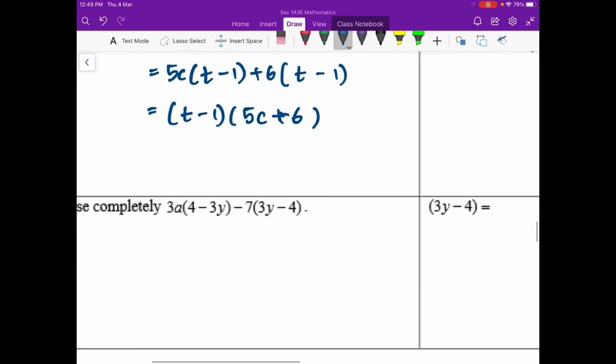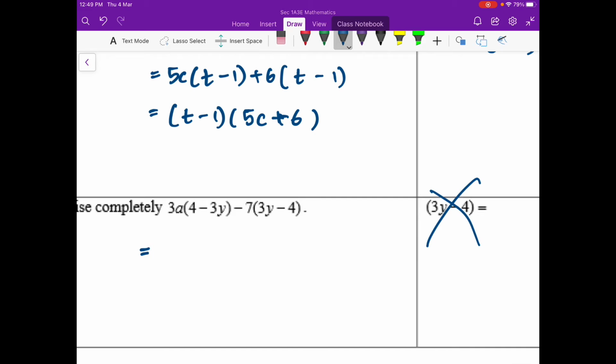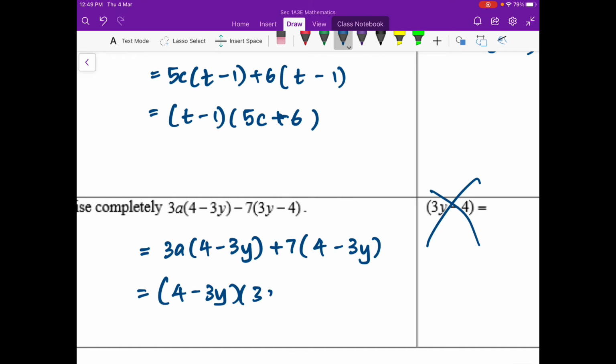Okay, then I think we have an idea of how to do this without actually going through the step on the right already. We see a pattern forming. And you can actually do it instantaneously. How? Well, let's take a look. Here we have 3a times 4 minus 3y. On the other side, 3y minus 4. I want to switch the signs around. So instead of negative 7, it becomes plus 7. Then 4 minus 3y. And we end up with 4 minus 3y, 3a plus 7. Done.